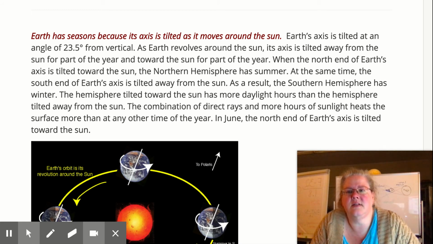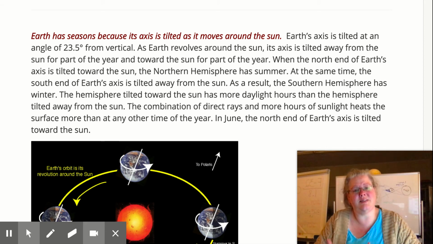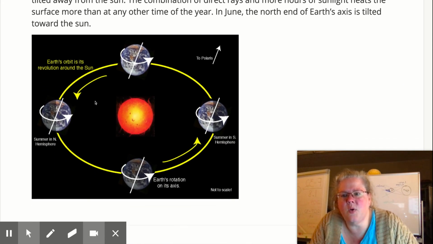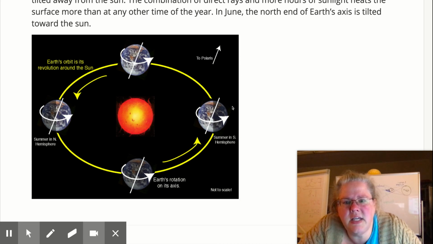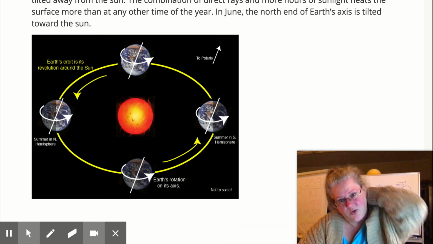So again, Earth has seasons because of the tilt of the axis as it moves around the sun. Earth's tilted axis is that 23.5 degrees from vertical. As we revolve around the sun, when its axis tilts towards the sun in the northern hemisphere, we're in summer. As the southern hemisphere's axis is tilted towards the sun, then it's winter in the northern hemisphere, but summer in the southern hemisphere. And if you happen to be here, let's take a look at this. Do you see here that the North Pole is in shadow and the South Pole is in sun? This would have to be our winter solstice. It is summer in the southern hemisphere, but it is winter in the northern hemisphere.